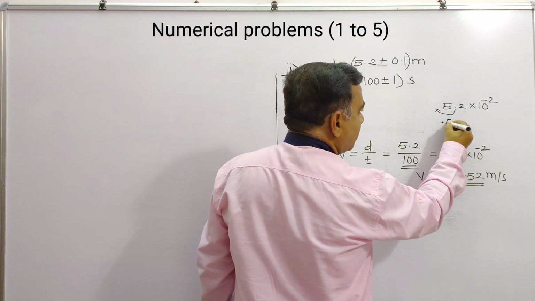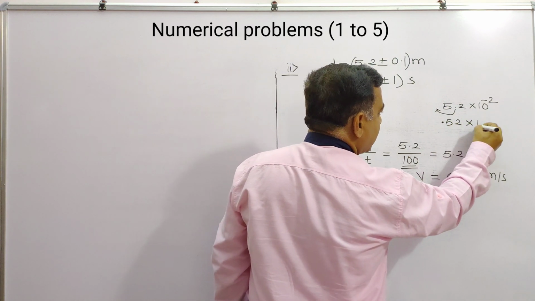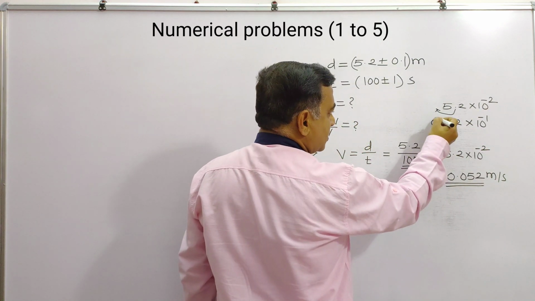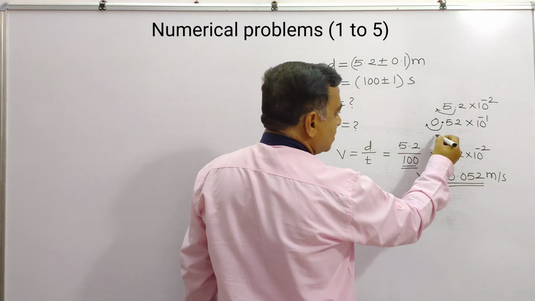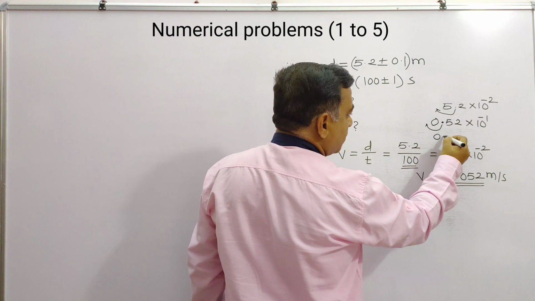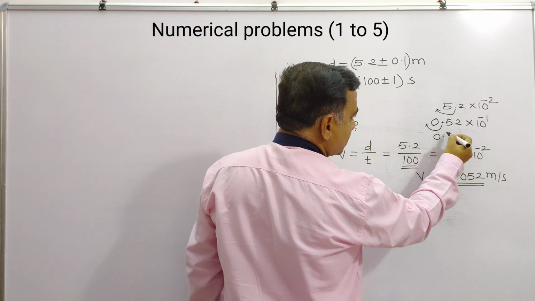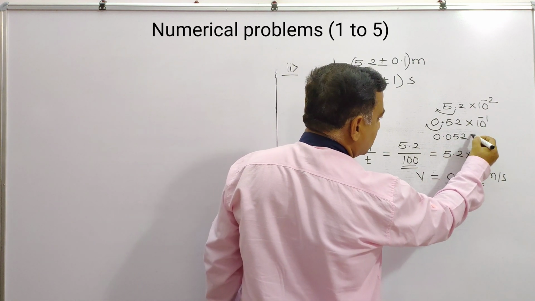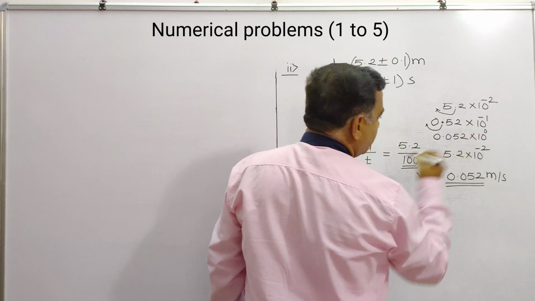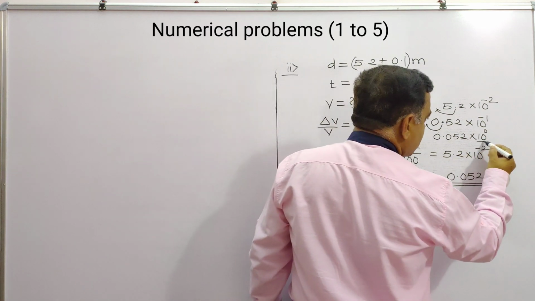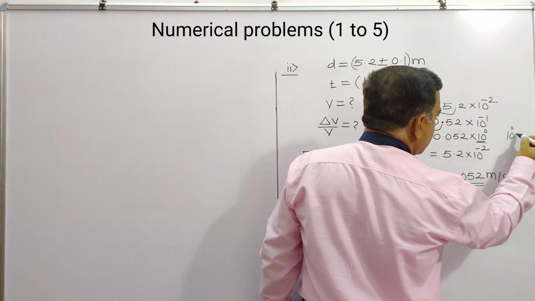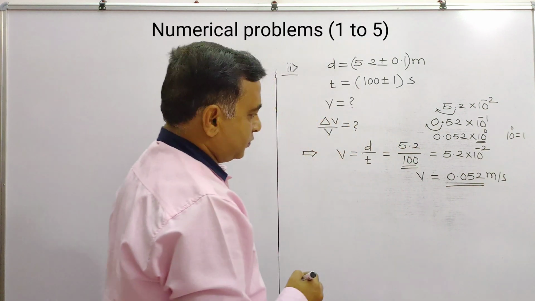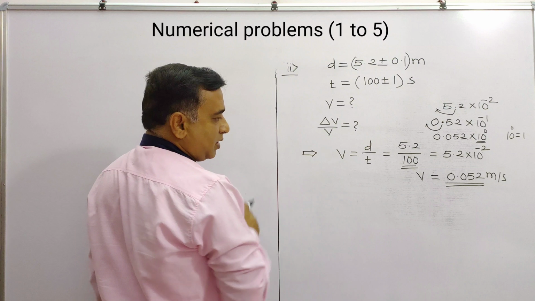So 0.52 into 10 raised to power minus 1 by shifting the point. Again shift the point. So here the answer is 0 point, then we have the 0 and then the 5, then the 2, into 10 raised to power 0. This 10 raised to power 0 means 1. So our answer is 0.052. This is about the velocity.